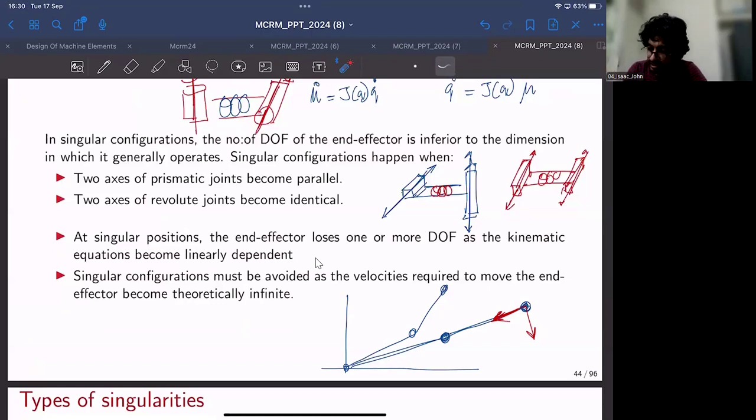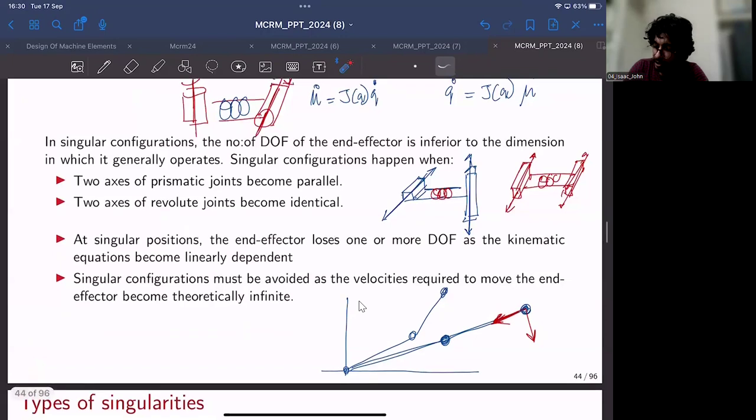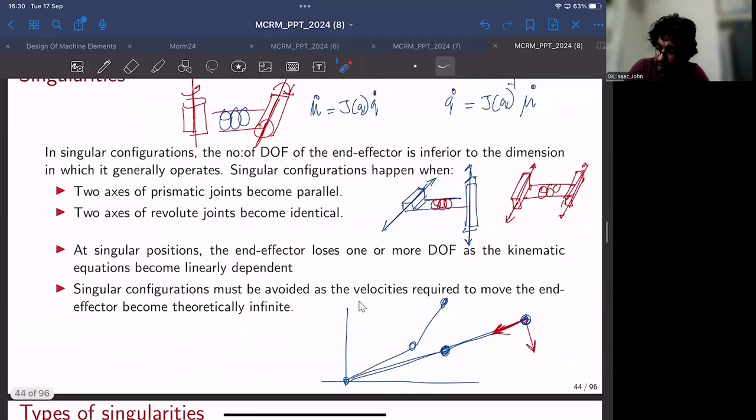So the resistance offered by this direction is infinite, or the velocity to move along this direction is also infinite. So that is what the singular configuration is about. And if you calculate the joint velocities, q dot, at this singular configuration, it may tend to infinity. So that is examples of singularities.